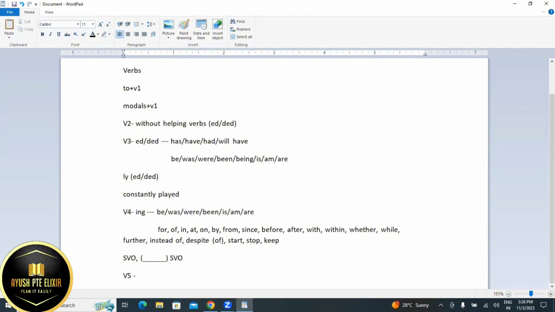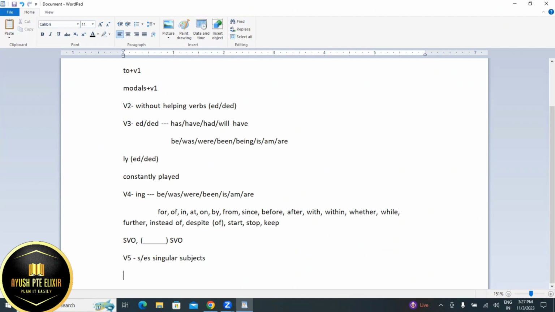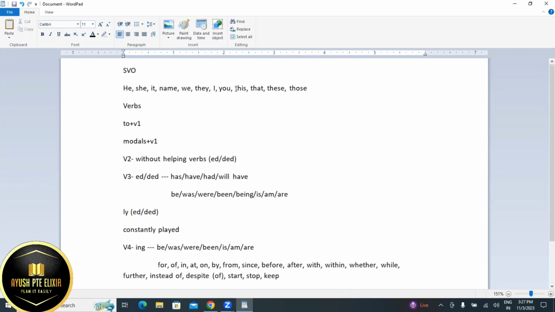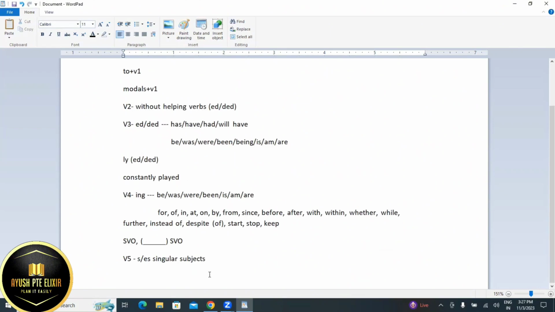And the fifth form of the verb, that carries s and es, always comes with the singular subjects. Singular subjects as in he, she, it, name, this, that, these, those. I guess I haven't written that. Yes, this, that as well. So you can use this as a reference whenever you are using a singular subject. Suppose I gave you an example like: the industries in the field of science. Till now, there is no verb coming for industries. If it comes, then it will be without s or es.